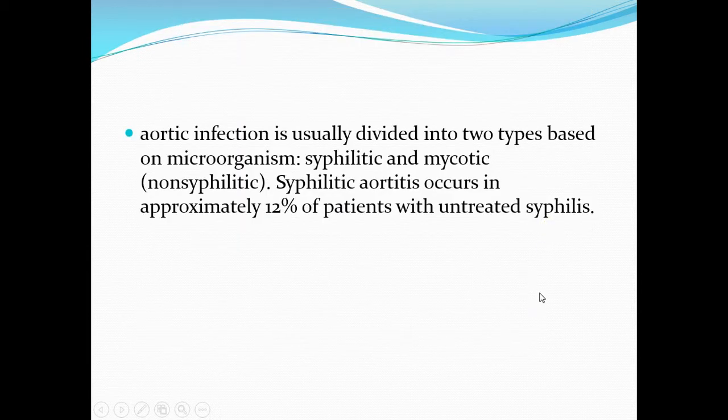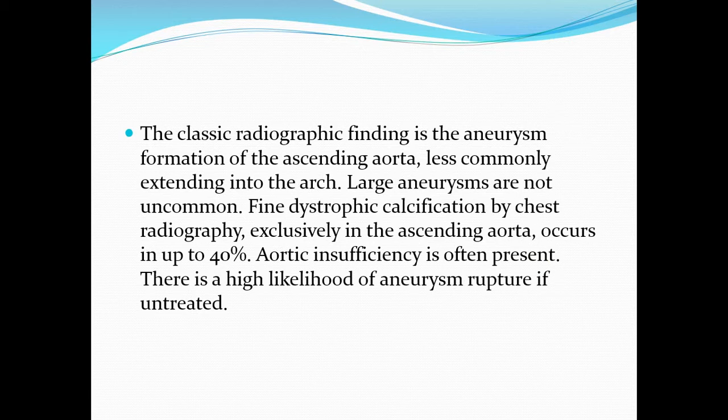Aortic infection is usually divided into 2 types based on the microorganism, either syphilitic or non-syphilitic, which is mycotic. Syphilitic aortitis occurs in approximately 12% of patients with untreated syphilis. The classic radiographic finding is aneurysm formation of the ascending aorta, less commonly extending to the arch. Large aneurysms are not uncommon. Fine dystrophic calcification on chest radiography, exclusively in the ascending aorta, occurs in up to 40%. Aortic insufficiency is often present and there is a high likelihood of aneurysm rupture if untreated.